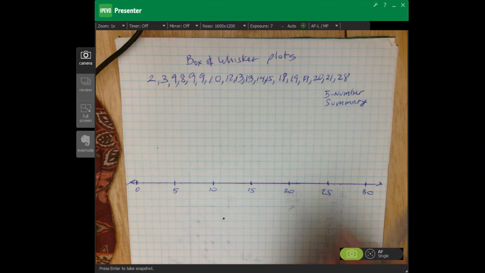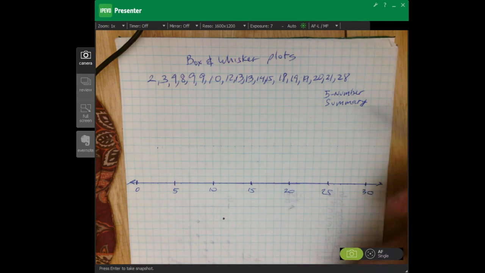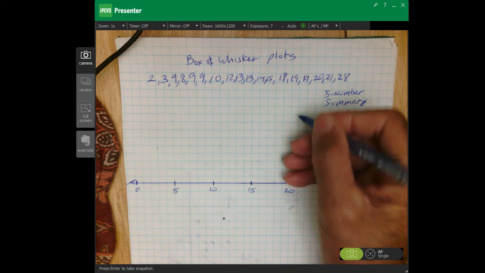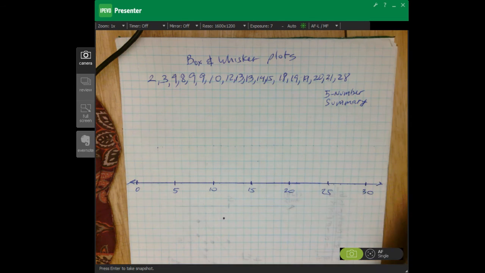Okay, we're going to talk a little bit about box and whisker plots, how to make a box and whisker plot. Now, the single most important thing you need to be able to do with the box and whisker plot is to find the 5-number summary. Now, the 5-number summary consists of 5 numbers.